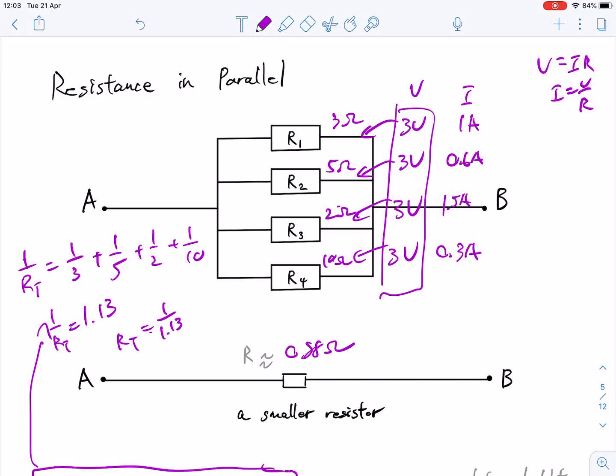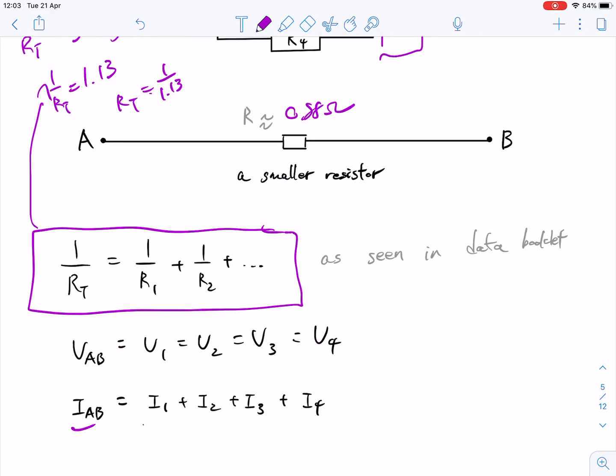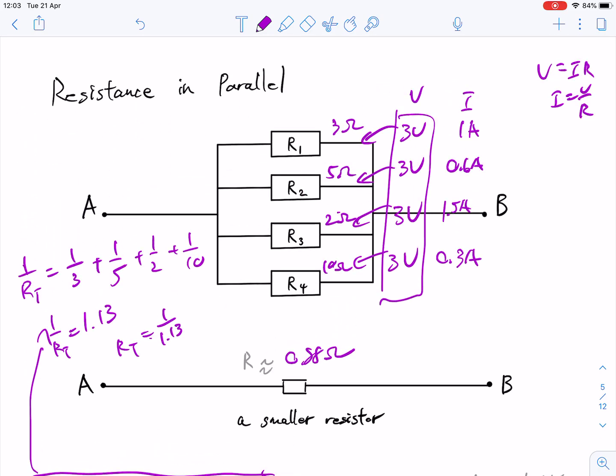Okay, and then we can also calculate the total current by adding all of that together. So the total current is the sum of all that, so 0.3 plus 1.5 plus 0.6 plus 1 is 3.4 amps. Okay, so that's how you solve for parallel circuits. A little bit more complicated than series.